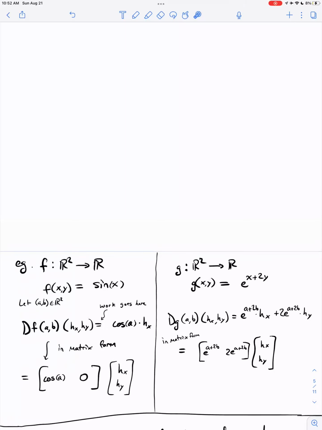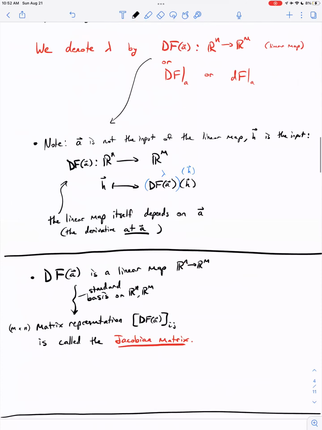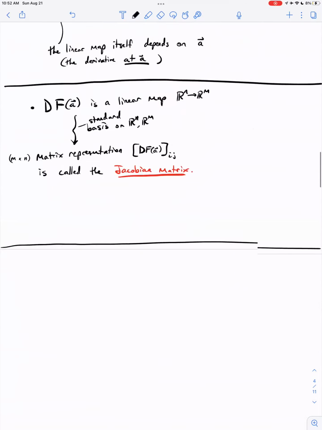I want to just make sure we understand this one thing about inputs to the derivative versus this input. They're two different inputs.